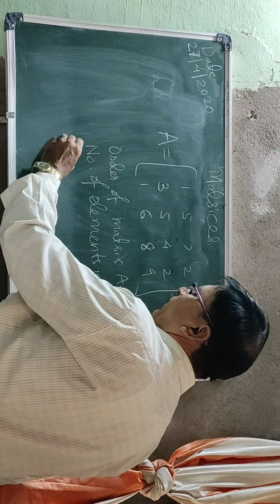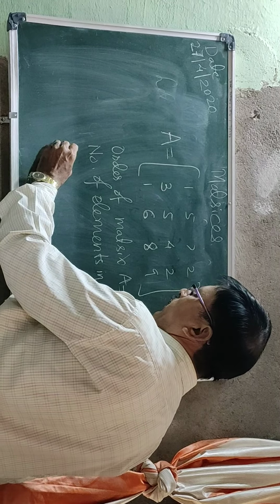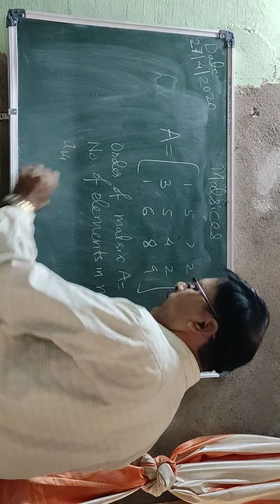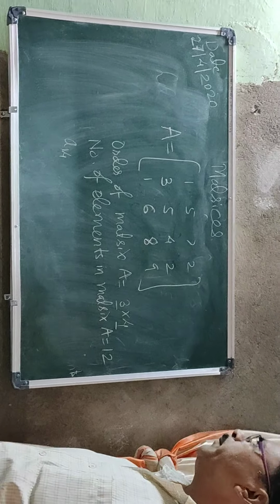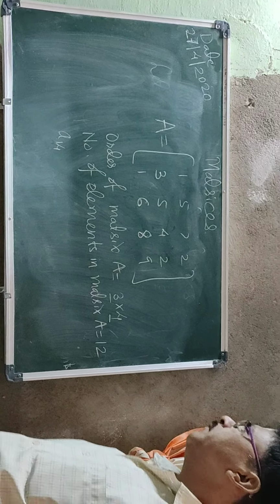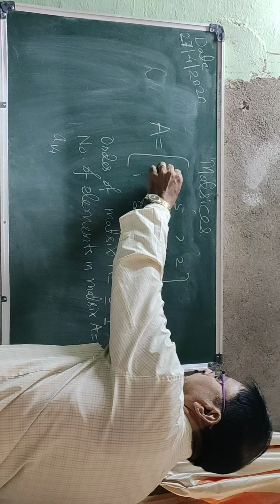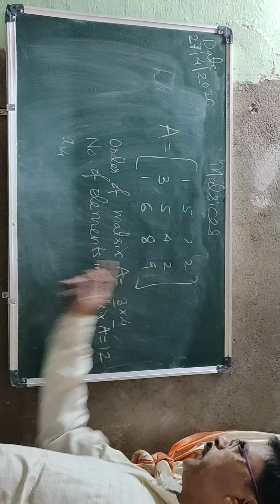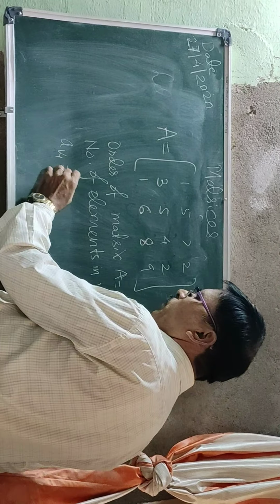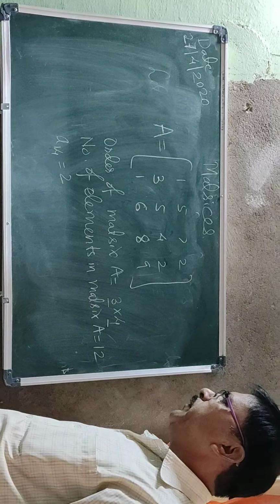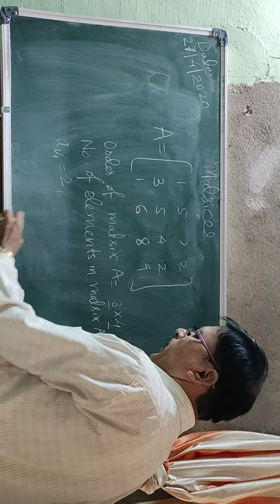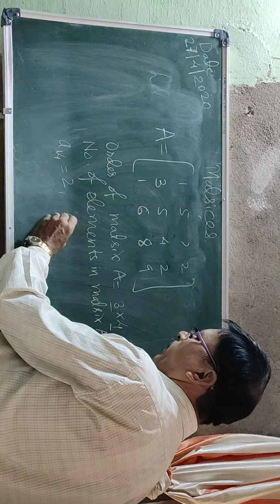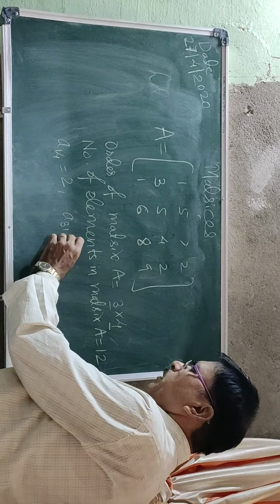What does the element A14 represent? Which element is it? You can see here A11, A12, A13, A14. So A14 represents 2. Then if you write A31, what is A31?